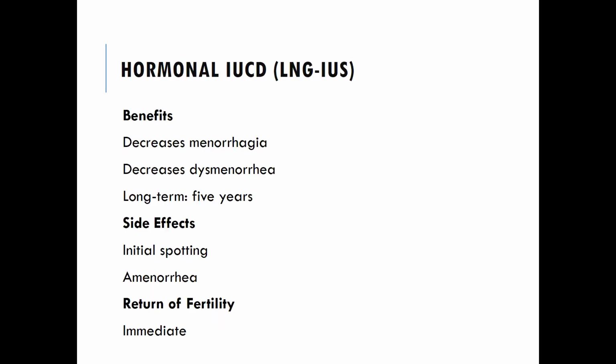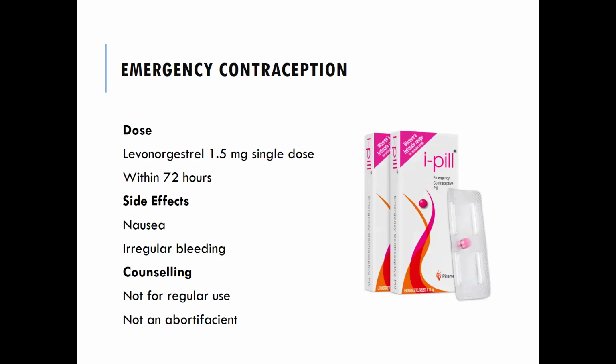Mirena can also be beneficial in decreasing menorrhagia and dysmenorrhea, so it can also be used for the treatment of endometriosis as well. And then comes the emergency contraception, which includes levonorgestrel pills. The dose is 1.5 milligram, a single dose, and it has to be given within 72 hours.